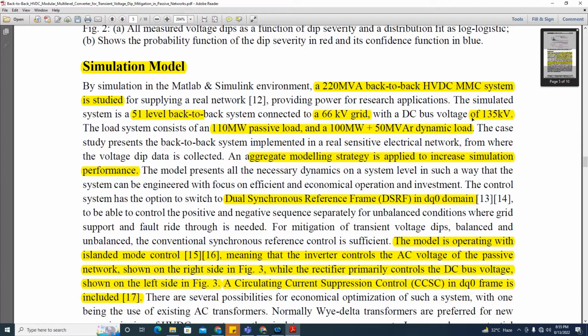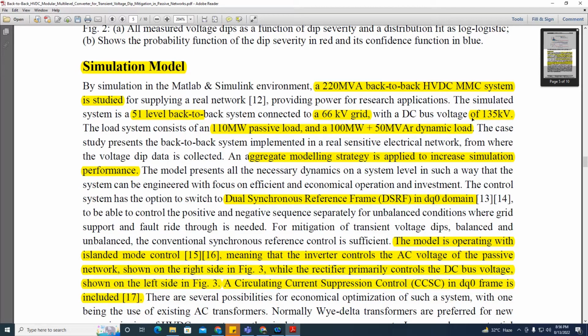Here aggregate modeling is taken to increase simulation performance, because we already know that detailed switch modeling takes a lot of time in simulation and has a lot of computational burden. So for power system studies and for fault studies, aggregate modeling is good enough, and therefore aggregate modeling is selected here.